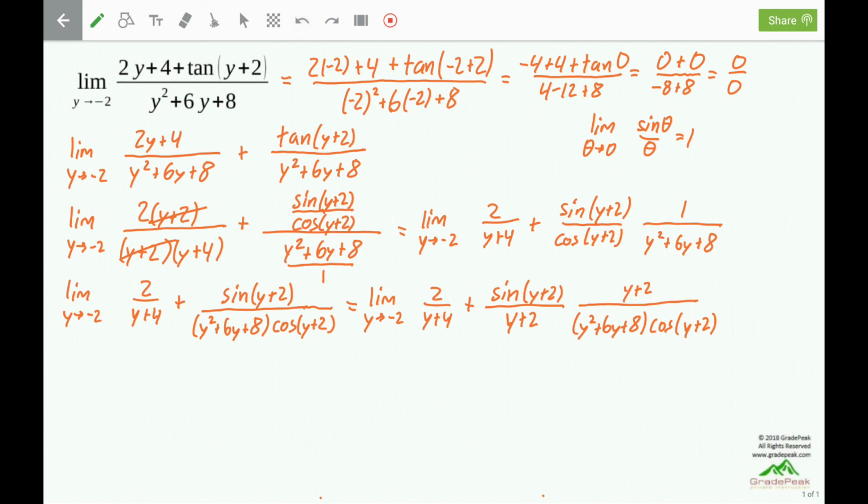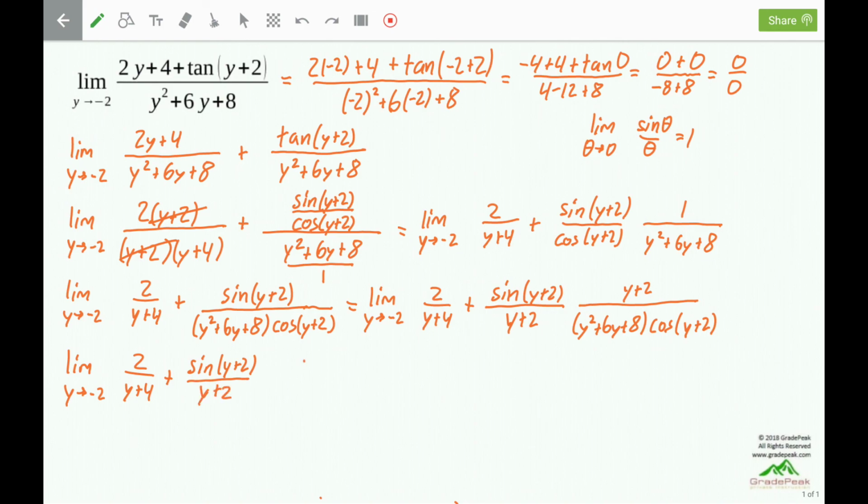And so our next step is to be able to eliminate the 0 over 0 from those, and that's going to be by factor cancel, as we always do for power functions. So this will give us limit as y goes to -2 of 2 over y plus 4, we're just leaving alone. Sine of y plus 2 over y plus 2, we're just leaving alone.